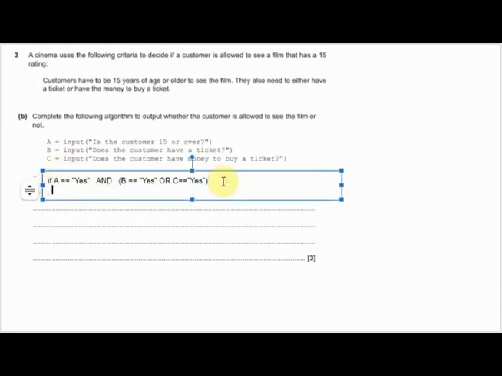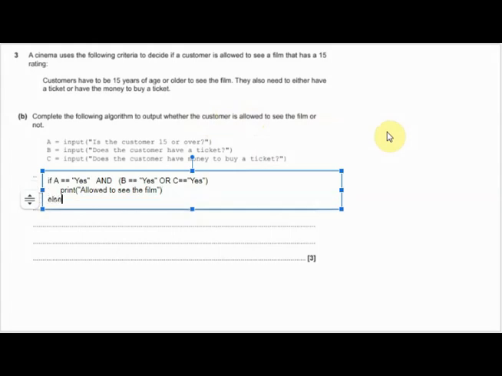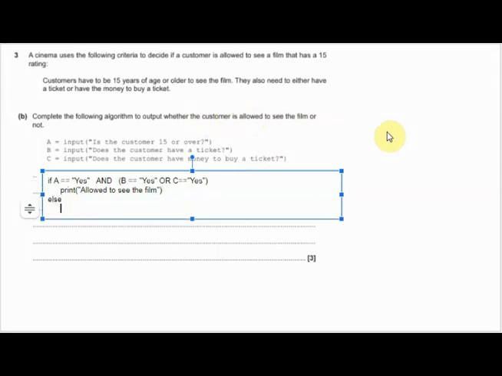And so what you can now do, don't forget to use your indents when you're writing code, and we can say print, and we can say you can see the film, or you're allowed to see the film. It does say here whether the customer is allowed to see the film or not, and so we could say allowed to see the film if that is true, but then we need to say else, and then if any of that doesn't work, then print, and then we say not allowed to see the film.